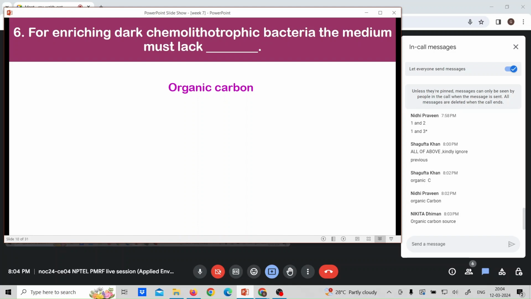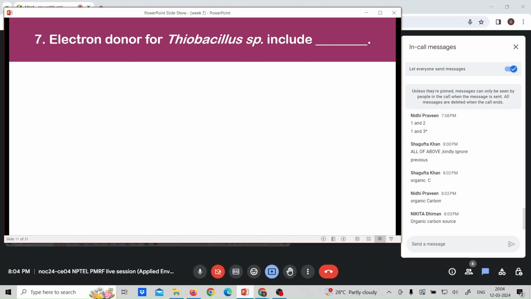So you just have to have that flowchart in your mind about carbon source, energy source, electron donor, and electron acceptor. In any such question, you can just logically think and answer, even if you don't know exactly about the organism. Another similar question, just for practice: electron donor for a Thiobacillus species include.